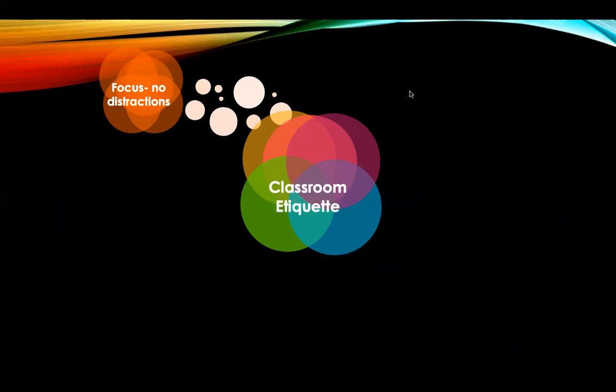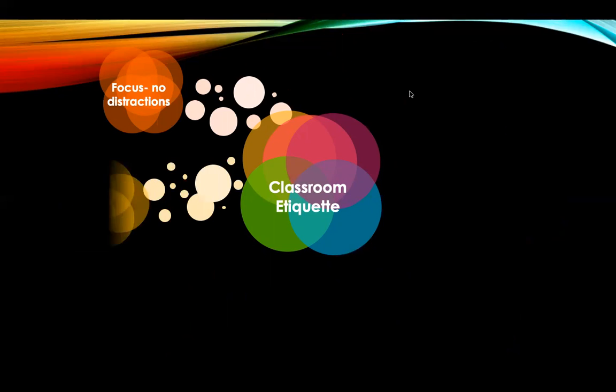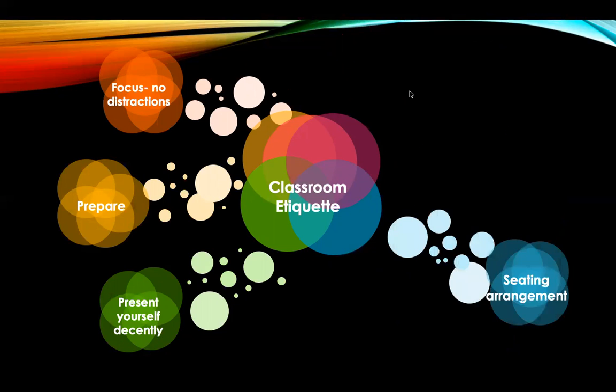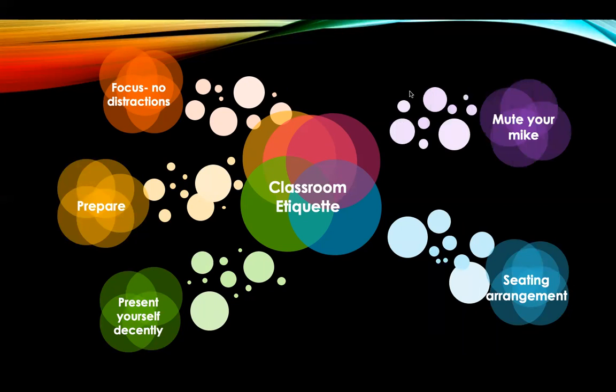You should focus. There should be no distractions like listening to music or writing a journal or talking to friends. You should prepare before coming to the class so that you can participate in the online group activities. You should present yourself decently in formal clothes like shirt and a pant. You should place your laptop on a stable surface. You should sit on a table and chair and have lighting in front of you. And finally, you should mute your mic.